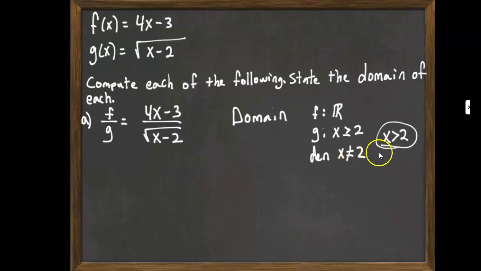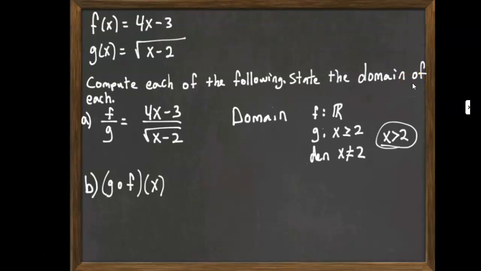And so we then put those together, and we have that x needs to be strictly greater than 2. Okay? Greater than or equal to 2 for the radical, but because it's also in the denominator, it needs to also not be 2. So we have this function here, and we have its domain now, x greater than 2.